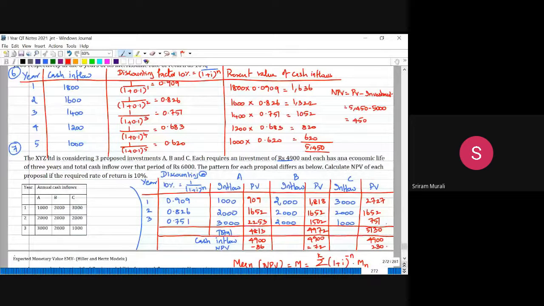Have you understood? Yes, sir. What's the answer? The answer for C is maximum. The net present value of C is maximum, that is 213. So propose C.